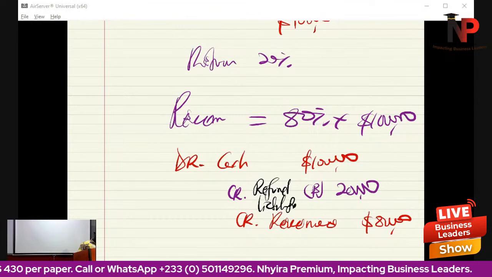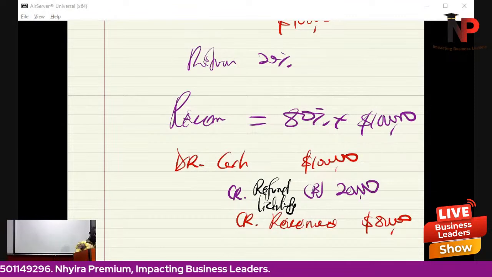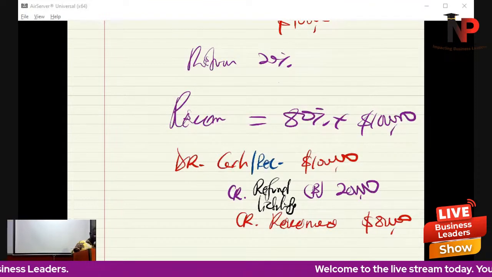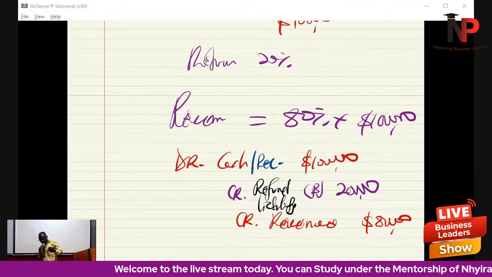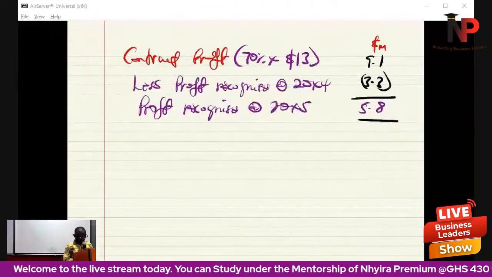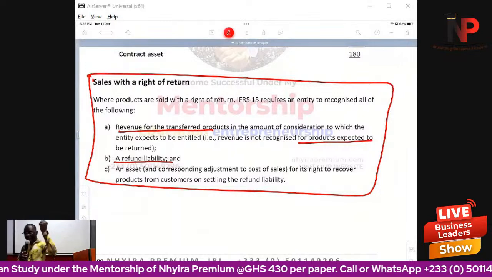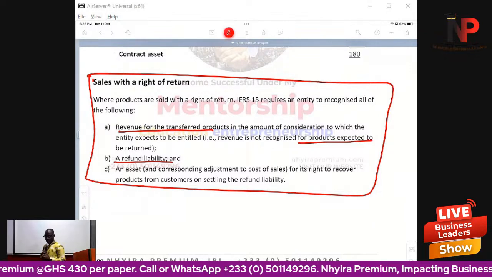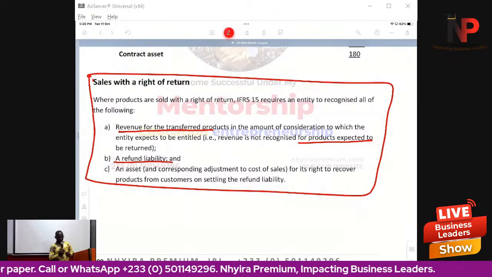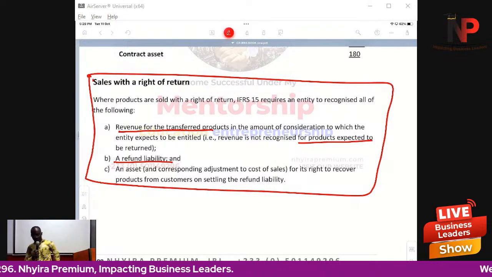Are we following the picture? It will be treated as refund liability. Now, should a customer not even pay us, we could still debit receivables. But the most important thing is that we are recognizing a refund liability. That is the second thing. So number one, we recognize revenue equivalent to the actual amount we expect to receive. Any amount that we expect a customer will return, we will not recognize as revenue. Instead, we will recognize that as a refund liability.